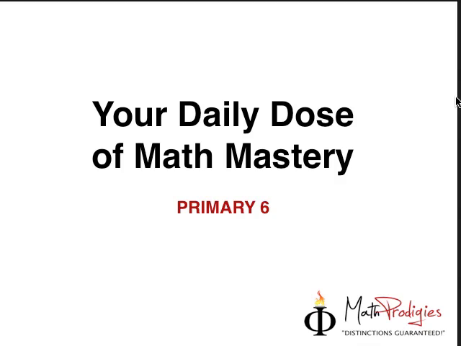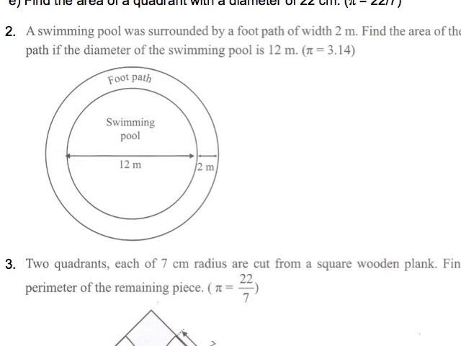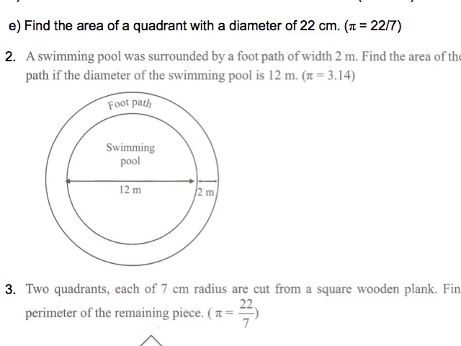Okay, so the next question that we're going to look at is actually a pretty common question. Let's read this together. It says a swimming pool was surrounded by a footpath of width 2 meters. So imagine this is a circular swimming pool with water in it and people swimming in it, and on the side is a footpath, in other words, for your feet to walk. So people walk around here before they step into the swimming pool. There'll be parents around there, and so on. So it was surrounded by a footpath of width 2 meters. Find the area of the footpath if the diameter of the swimming pool is 12 meters.